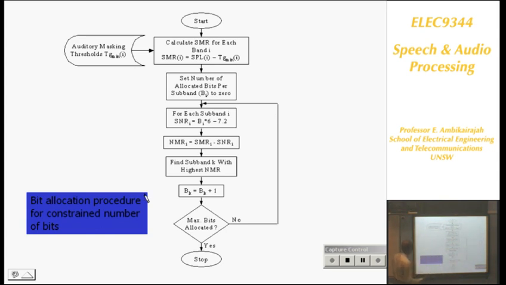Here, constrained bit rates. That means for all the bands, you find the subband K with the highest NMR. That's all you have to do. Increase the bit and keep going. Have I allocated all the bits? You have been told per frame only 100 bits. Have I allocated all the bits?